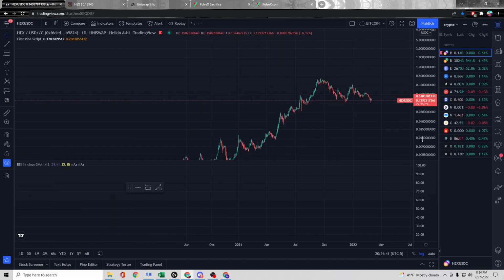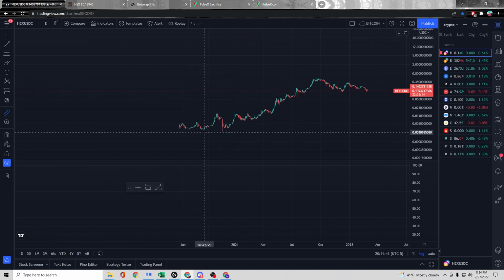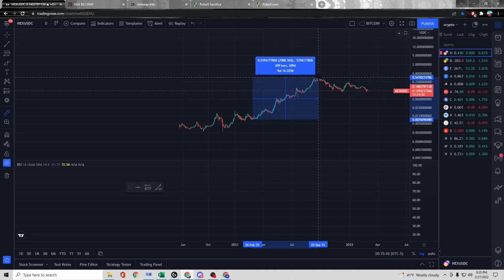If we just look at HEX from a linear log scale, if you were to have bought HEX this time last year, around February, my apologies guys, let's just start in February of last year. So that is the 27th. From the 27th to the 21st, which was about 200 days, you would have 6,000% returns.